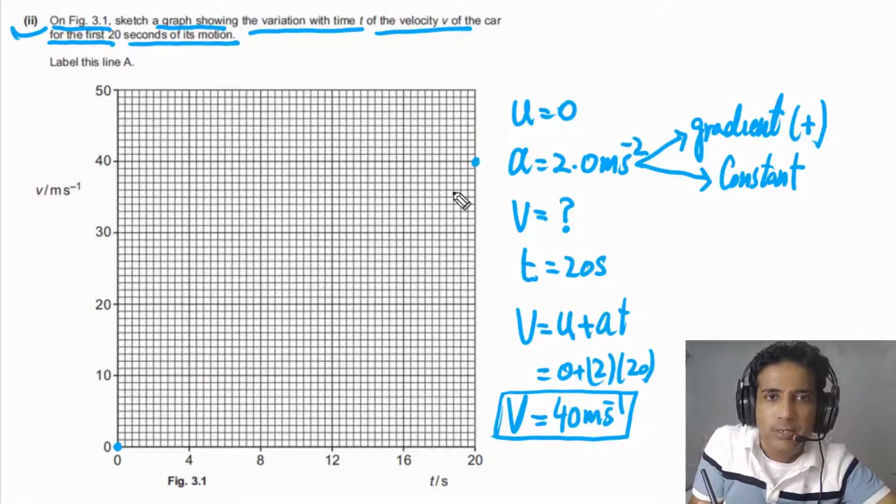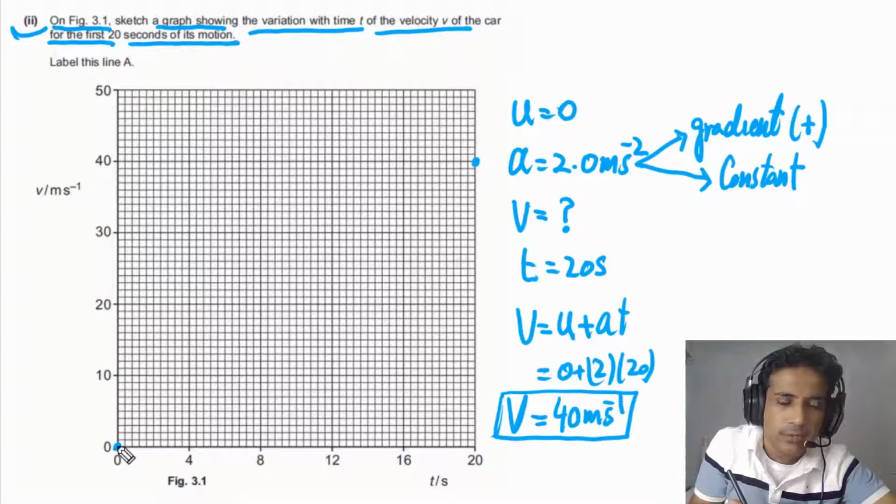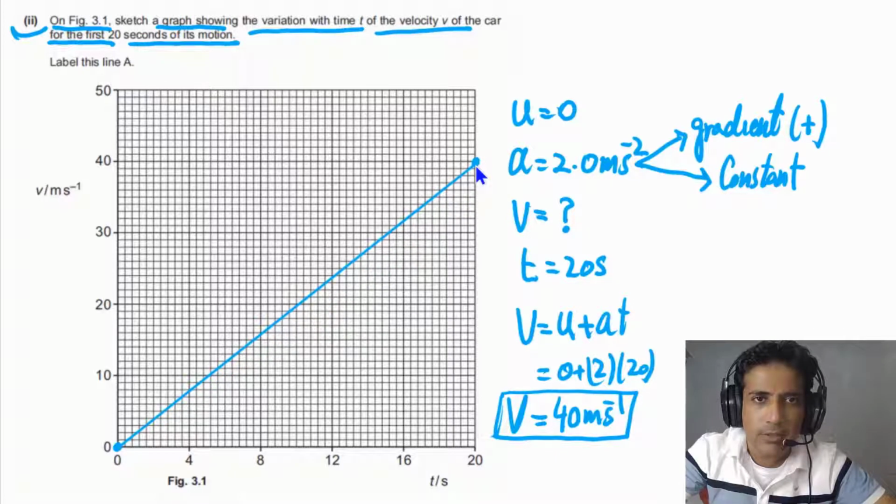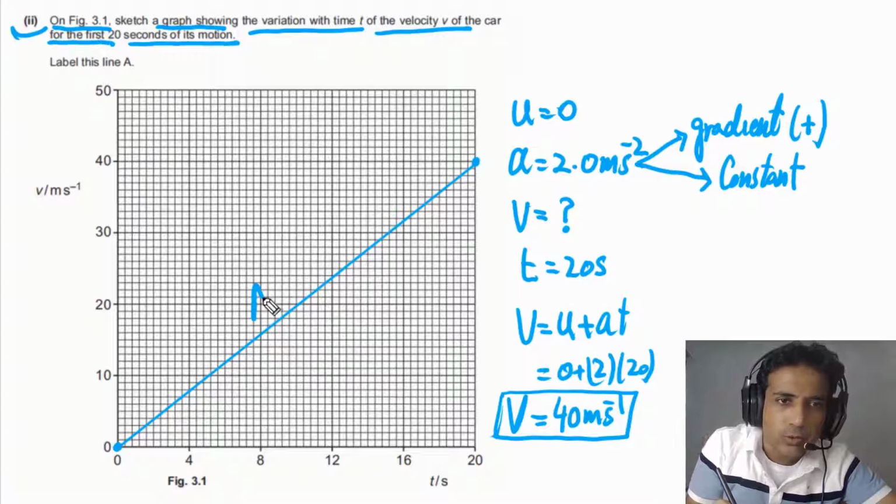So this is the final velocity and here we have the initial velocity. Now simply we need to draw a line and connect these points. So we can start our line from here and connect this. This is how you need to draw this line. You also need to label this line. We can label this A.